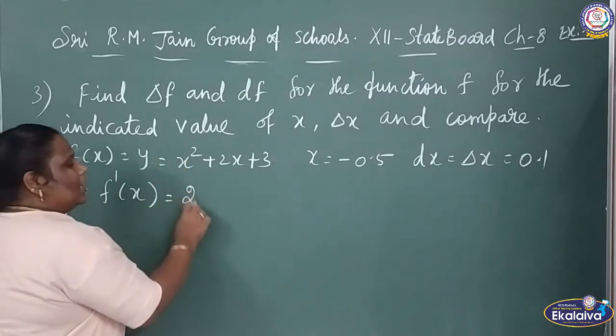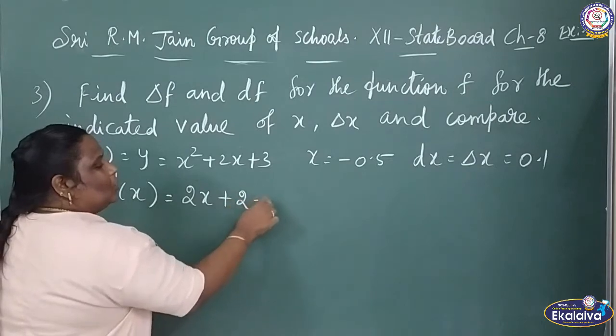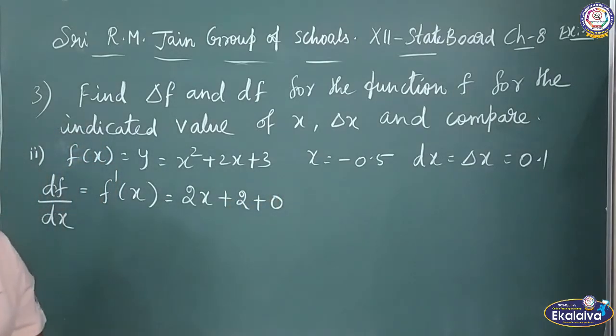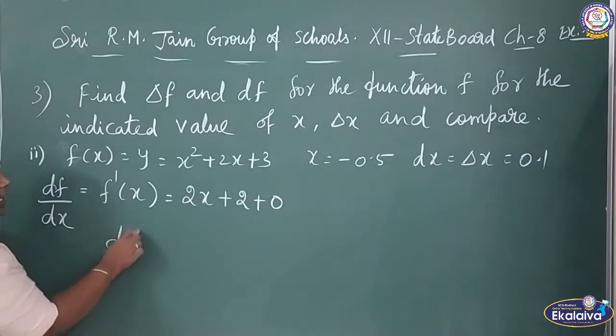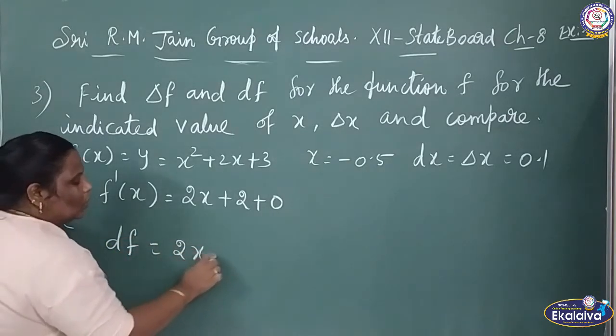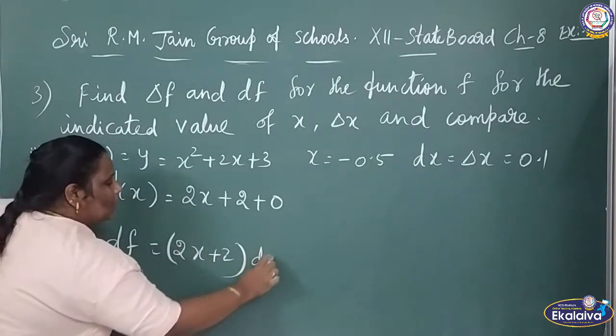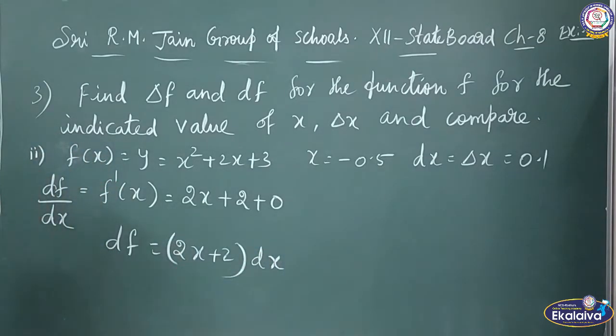See, x square becomes 2x plus 2, 3 becomes 0. Constant term 3 becomes 0. So, df equal to 2x plus 2 into dx. You can substitute the value and find the value of df.